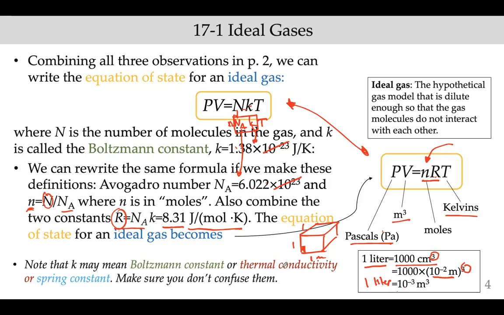Okay, there's just a warning here. You have to note that K, for example, here we have K, it means Boltzmann constant. But in the previous chapter we learned that it also meant thermal conductivity. And in physics 1, we learned that it actually meant spring constant. If you remember Hooke's law, F equals kx. So it may mean many different things. You have to know what it is from the context. So make sure you don't confuse them.